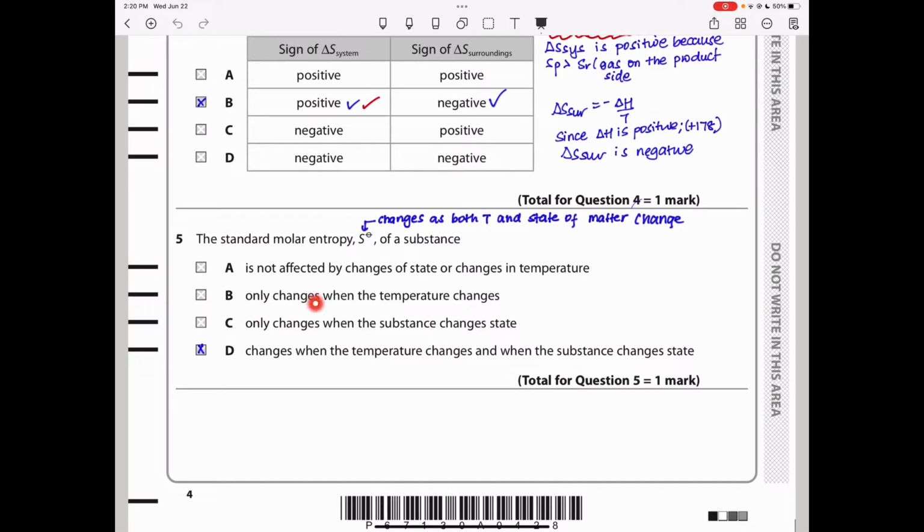Here they say only changes when the temperature changes. No, when a state changes, maybe something changes from a solid to liquid, you're going to have a different molar entropy. So only changes when the substance changes state? No. Changes when temperature changes and when the substance changes state. That is correct. I will go on to question 6.